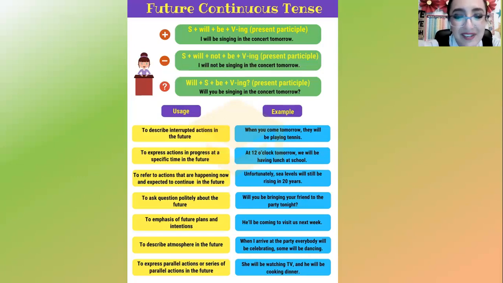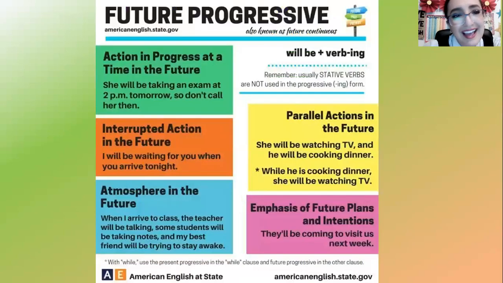Easy or difficult? What do you think? Indeed, we are going to be practicing with this. Here you have more examples about this future progressive. The same that I was telling you: actions in progress at a time in the future. Something that will be happening and is going to be interrupted.